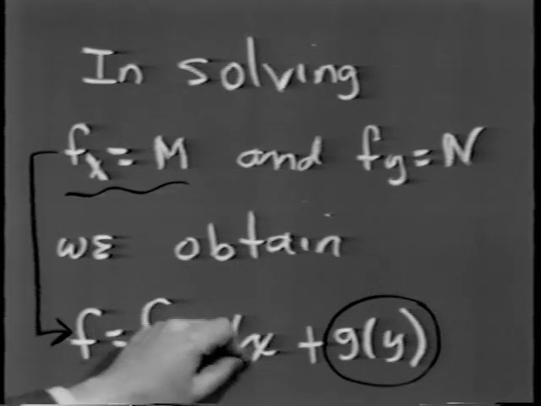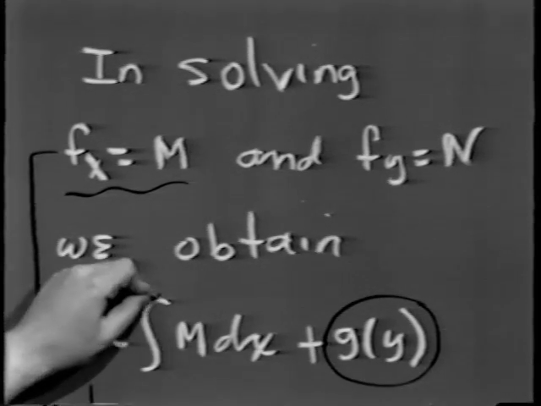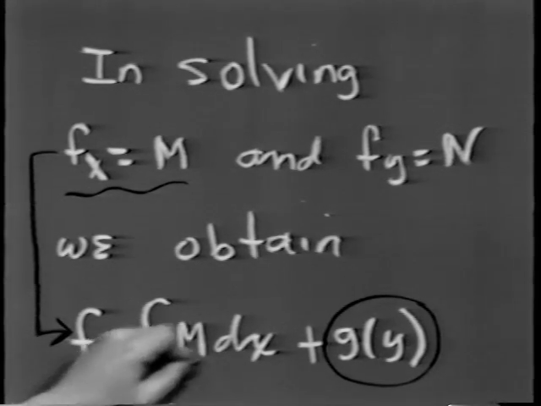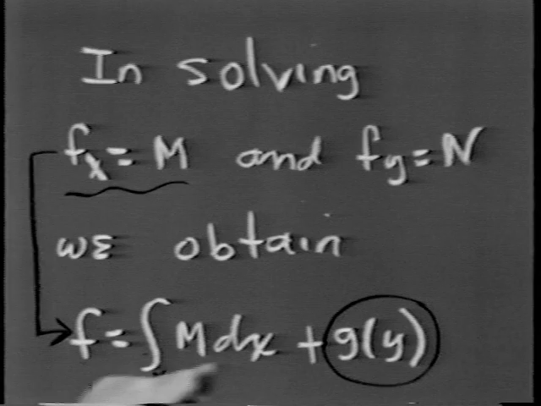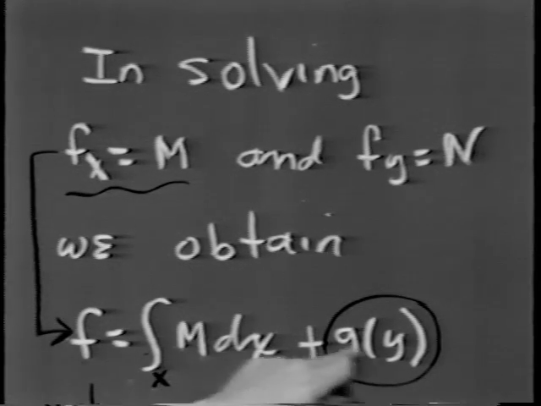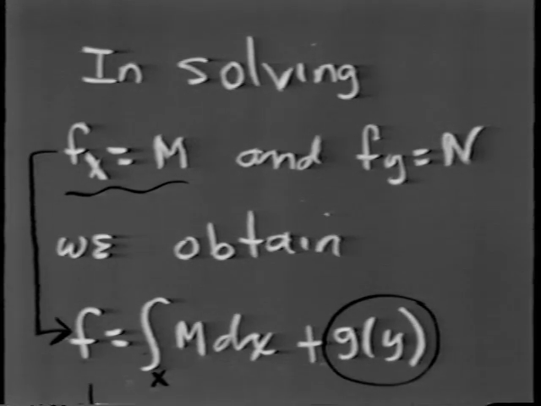Well, I can't do this specifically because I don't know what m is. So let me just put the integral sign in here to say I'm integrating this with respect to x, treating y as a constant. That's some function of x and y, you see, because m is a function of x and y. I'm holding y constant and integrating this, plus a constant of integration, which depends only on y. All right? Same as before.